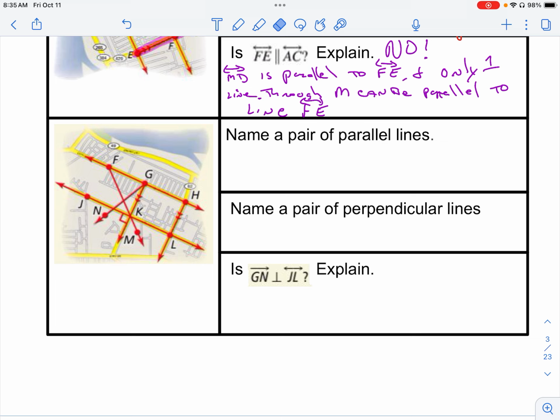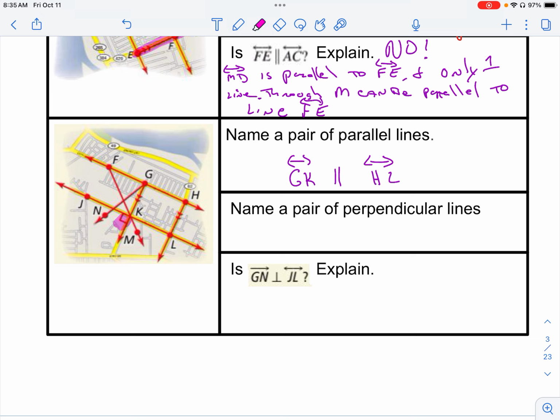So let's do another example. Same sort of thing. Actually, why don't you try this on your own, pause the video, and then we'll look and see how you did. All right, let's see how we did. Name a pair of parallel lines. Well, here we got arrows, so we know line GK is parallel to line HL.